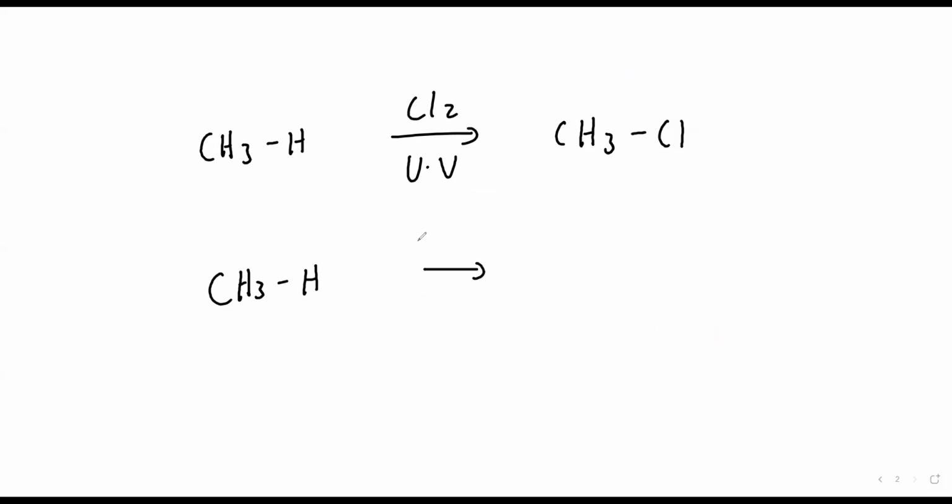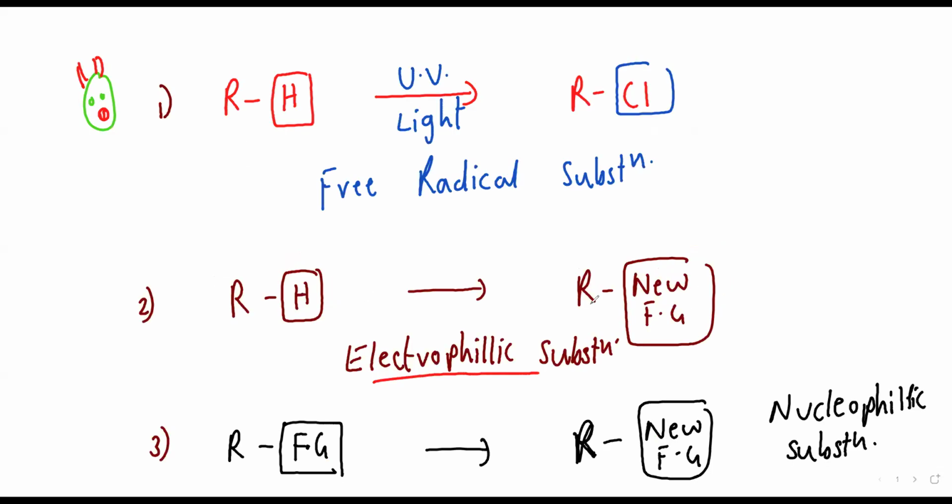Suppose now this is my methane. I have done some reaction with bromine, and I got CH3Br. So hydrogen is replaced by what? By a functional group or not? Hydrogen is replaced by a functional group. Then it is electrophilic.